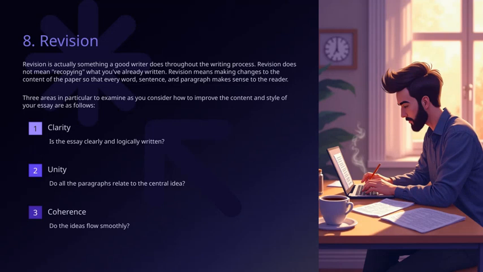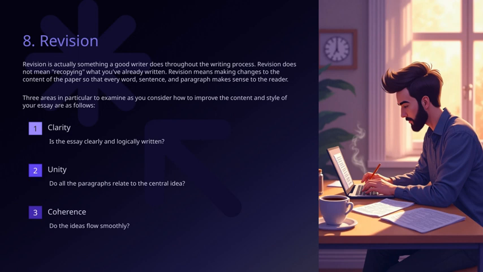Now, let's talk about revision. Many people think of revision as just copying what they've already written, but that's not quite right. Revision is actually an ongoing process that happens throughout your writing. It's about making thoughtful changes to improve your paper, ensuring that every word, sentence, and paragraph makes sense to the reader. There are 3 key areas to focus on when revising to improve your content and style.